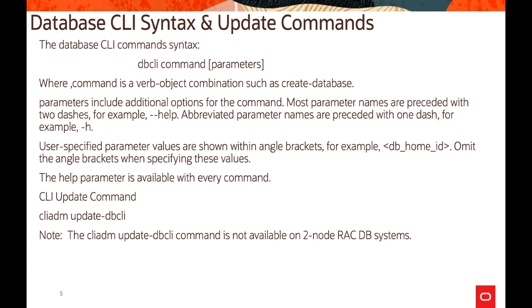In order to update the CLI utility, you have to use CLI update commands, and the command looks like cli-adm update-dbcli. The cli-adm update-dbcli command is not available on two node RAC database systems on a virtual machine offering, so just keep that in mind.